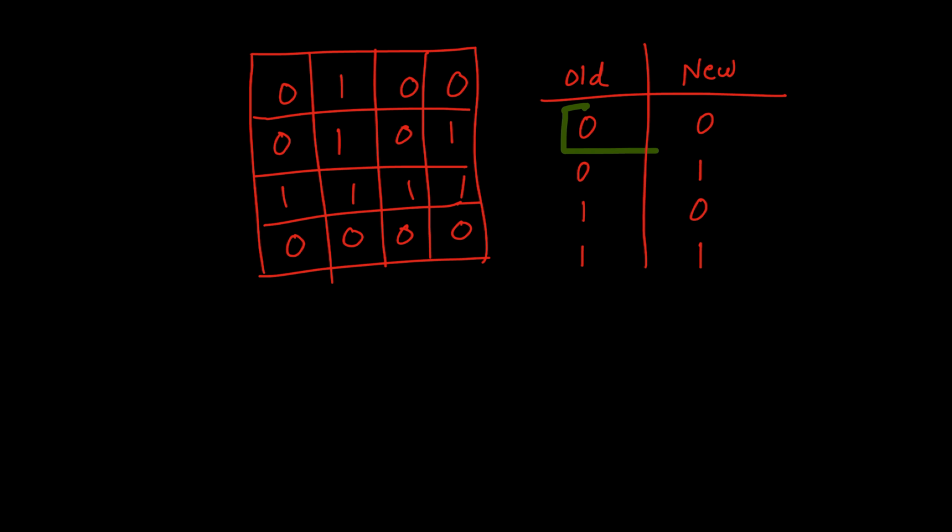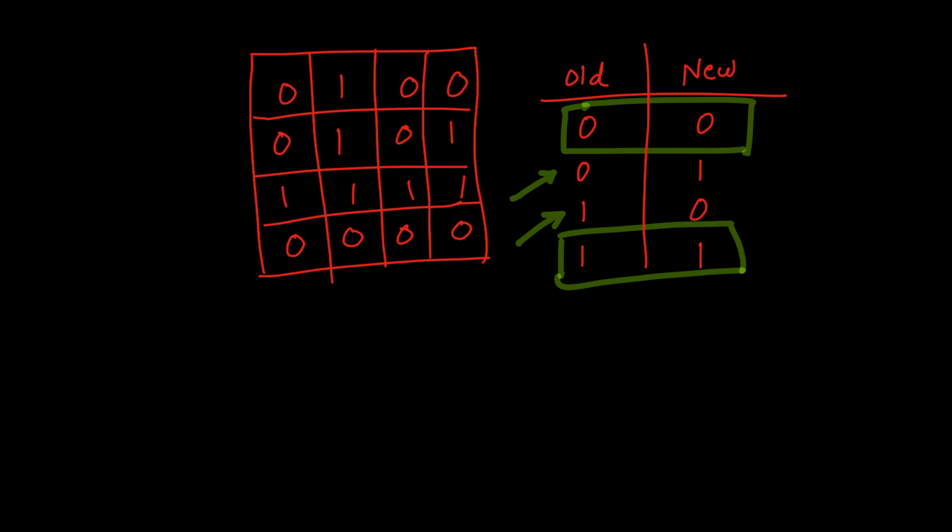Amongst all of these possibilities, the first and the last combination do not experience any changes. The new and the old value stays the same. We don't have to worry about those cases. We need to worry about the cases where the states have changed, that is 0 to 1 or 1 to 0.